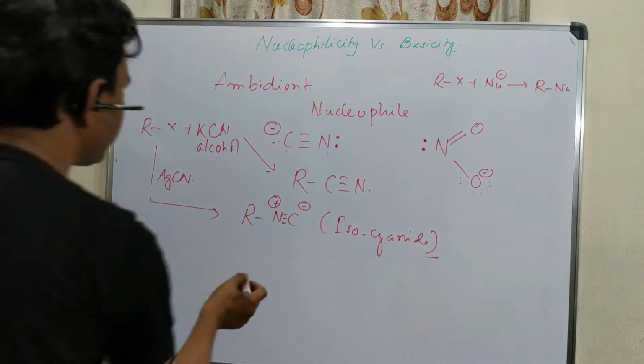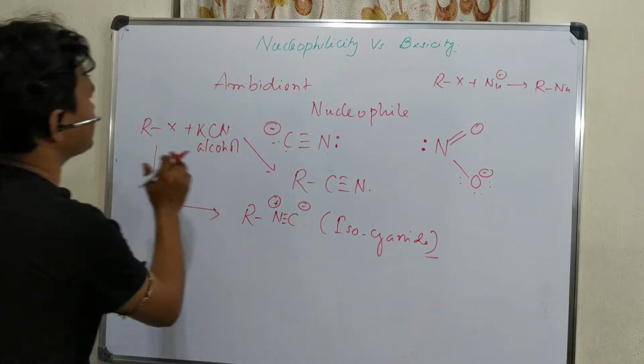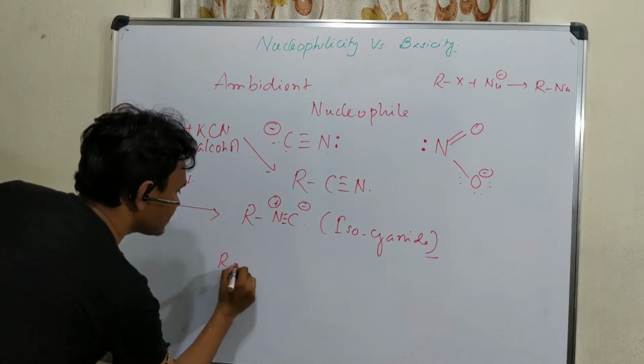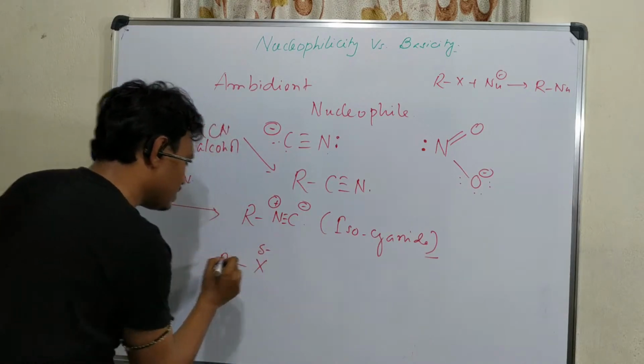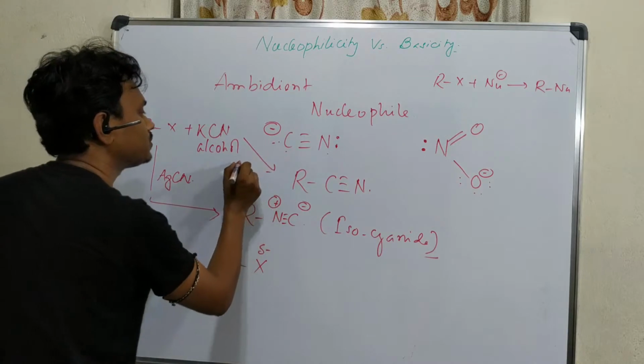This difference happens because of the nature of the transition state. If we consider this RX, this X is slightly more electronegative, so this carbon is slightly positive, so this follows an SN2 type pathway.